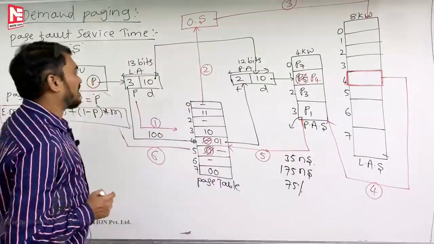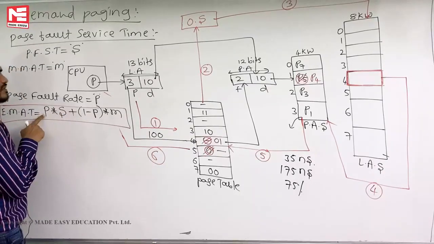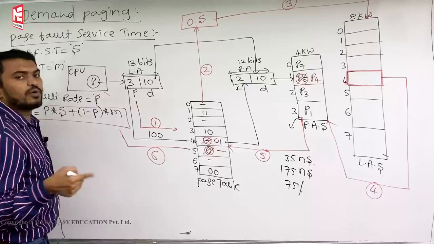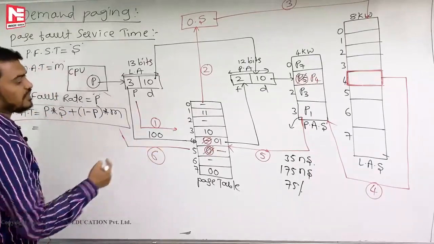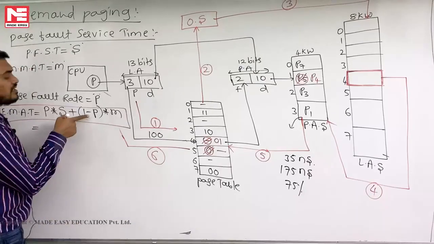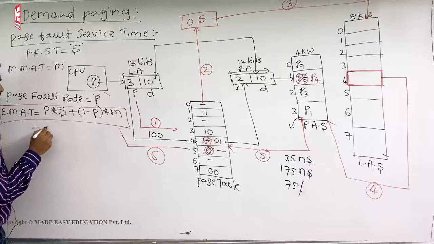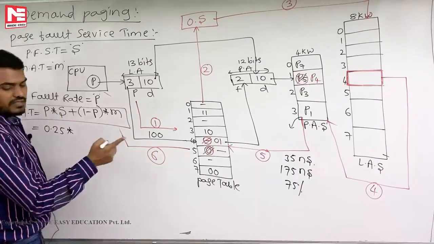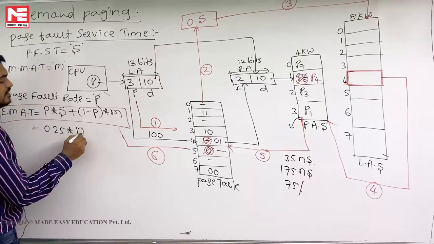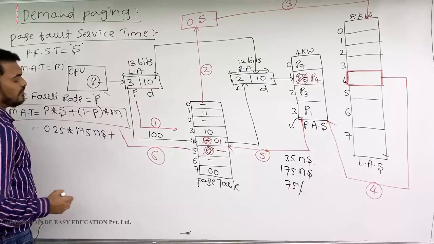So please understand, page hit ratio is 1 minus P, and P is the page fault rate. No page fault means page hit, so it is 1 minus P. So 1 minus P is given as 75%, page hit ratio is 75%. Then what will the page fault rate be? 25%, that is 0.25, multiplied with the service time. What is the service time given to you? 175 nanoseconds. All are in nanoseconds, so there is no problem.